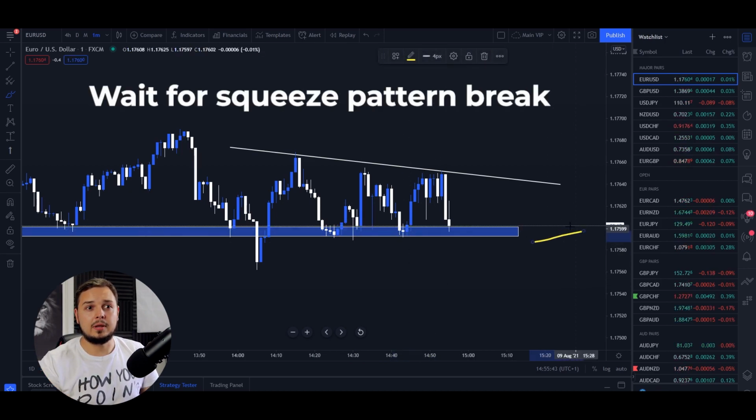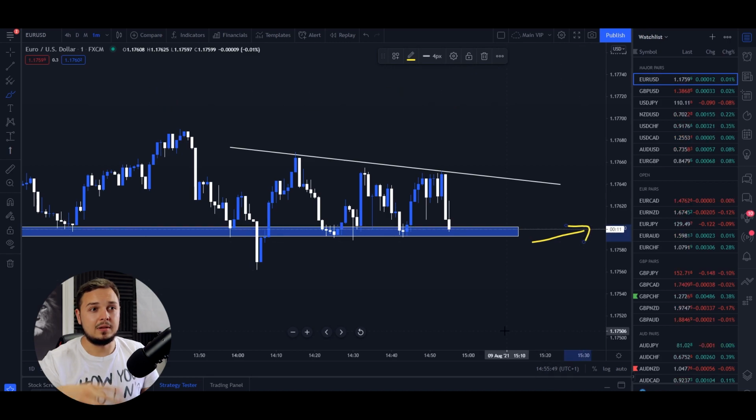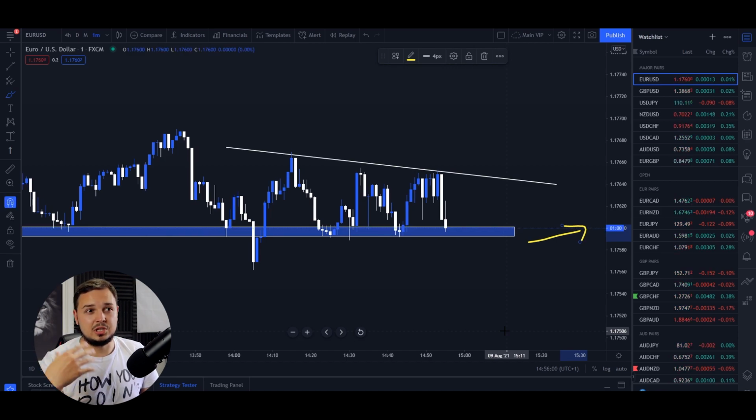If you look at the right hand side of your screen over here, you can see the little timer running out. Every time the timer runs out, a new candlestick forms and the last candlestick just stays put. This is what we're seeing currently.